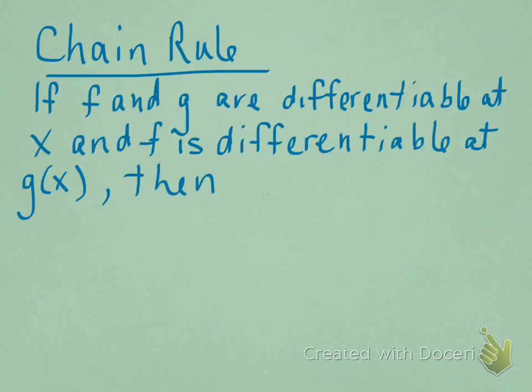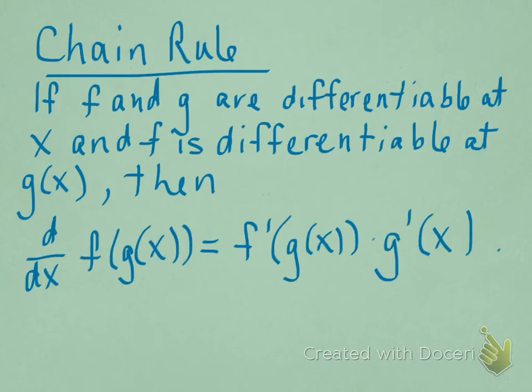So if I have two differentiable functions, f and g, both differentiable at x, and f is differentiable at g of x, then the derivative with respect to x of f of g of x is f prime evaluated at g of x times g prime of x.